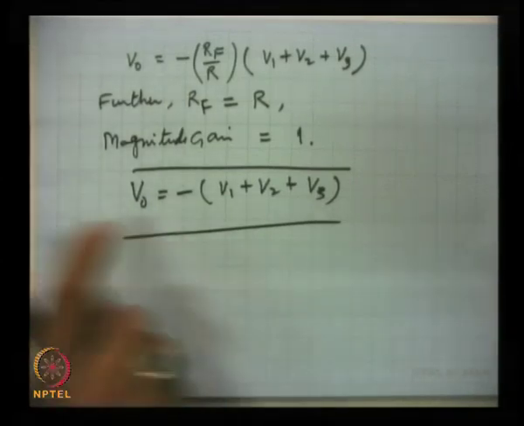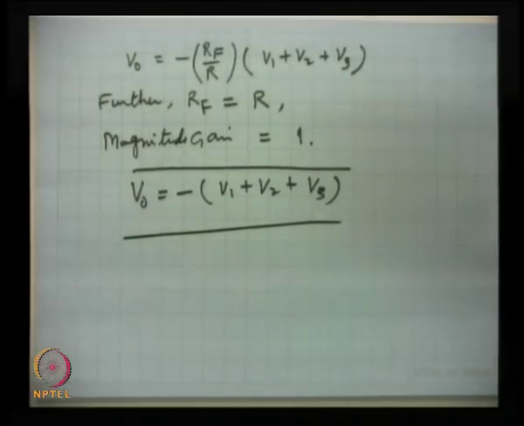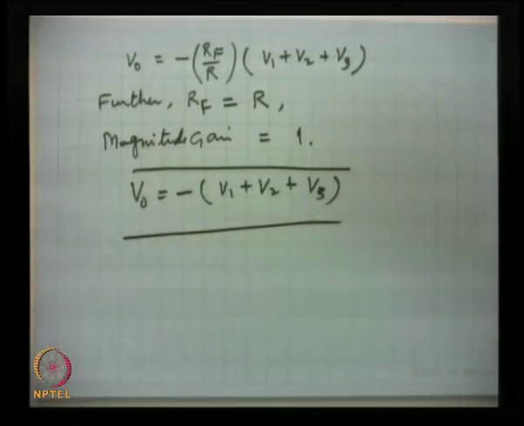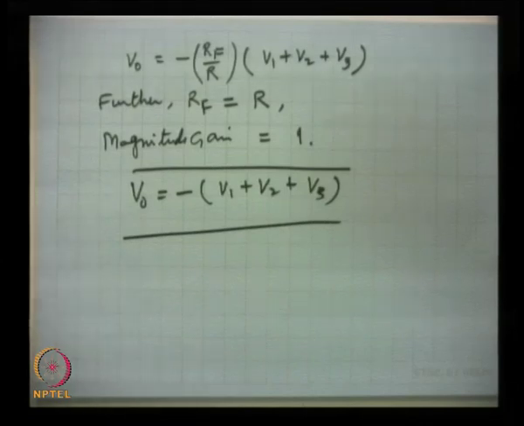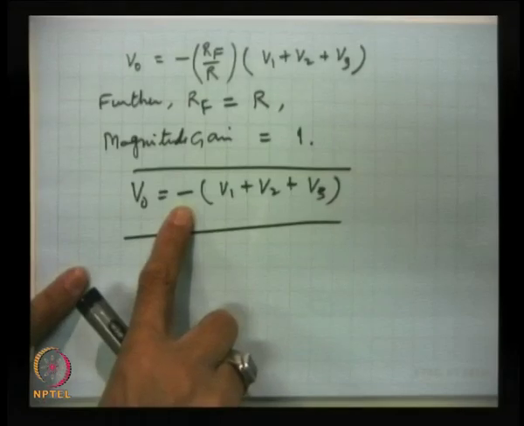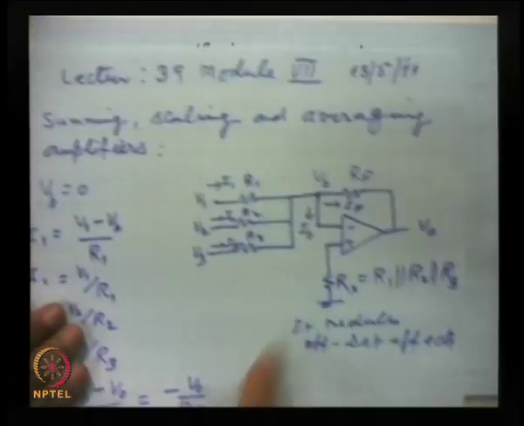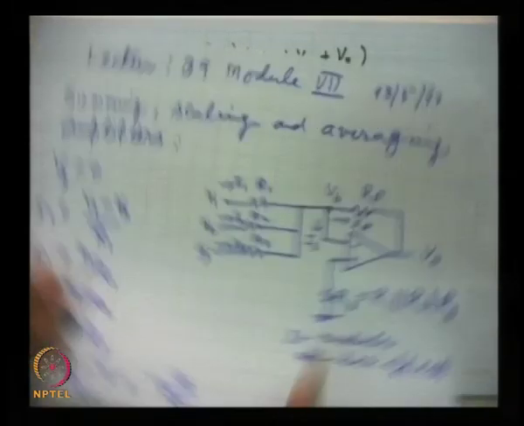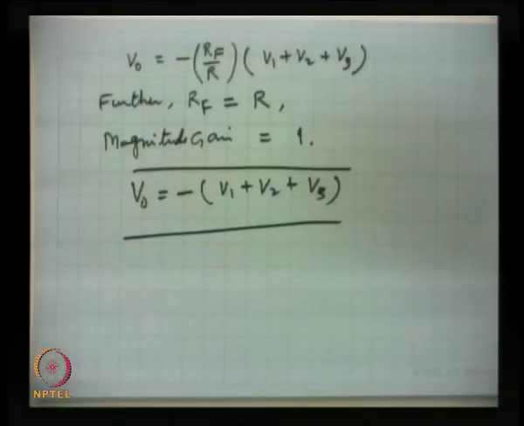That is, sign is not really material. If we want positive, we can use the sign changer circuit after that, which we have already discussed. This minus sign is coming because we have taken an inverting amplifier. If we take non-inverting, this sign automatically will disappear, but as I said, it is not a significant point. So, this is the summing circuit.